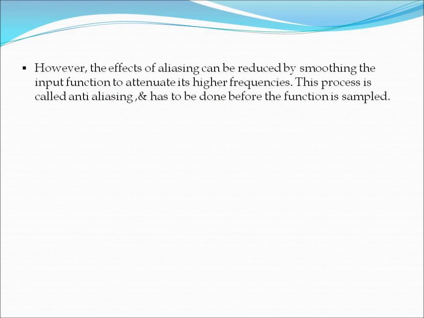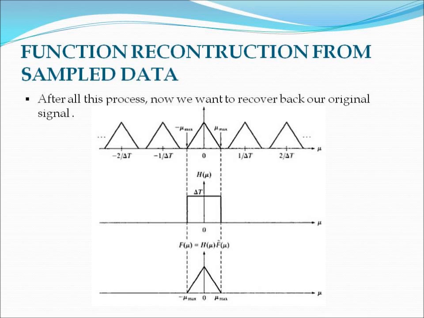The effects of aliasing can be reduced by smoothing the input function to attenuate its higher frequencies. This process is called anti-aliasing, and it has to be done before the function is sampled. After all this, now we want to recover our original signal, that is, reconstruction from the sampled data.